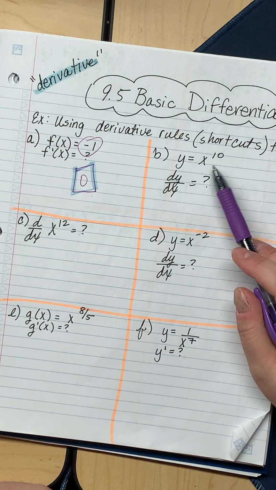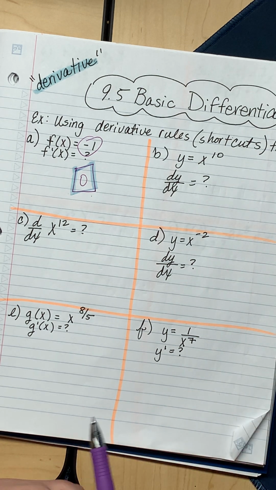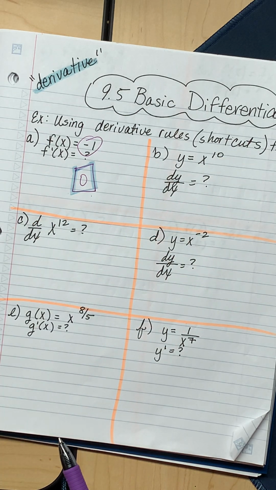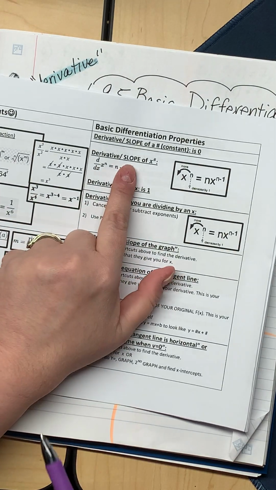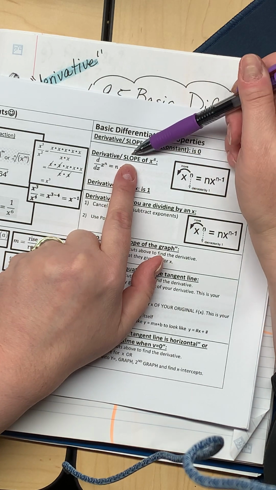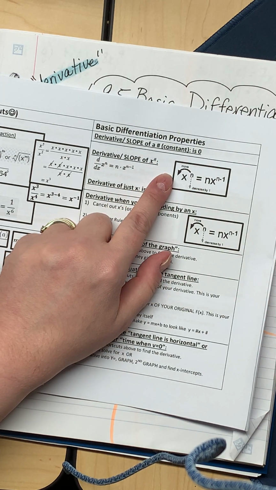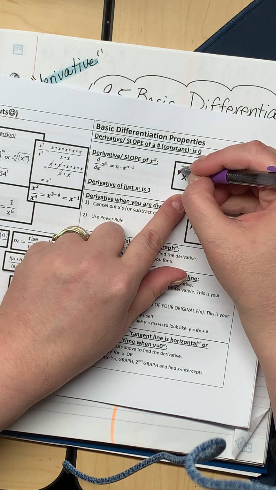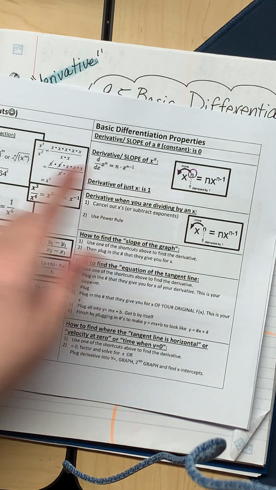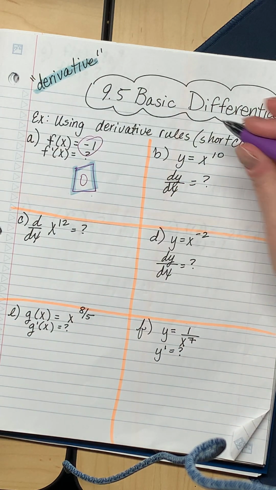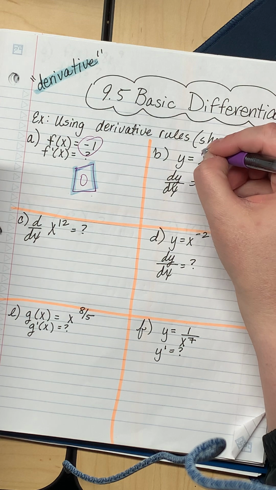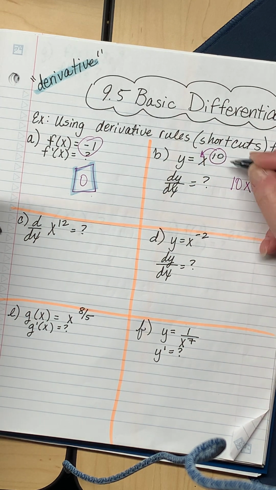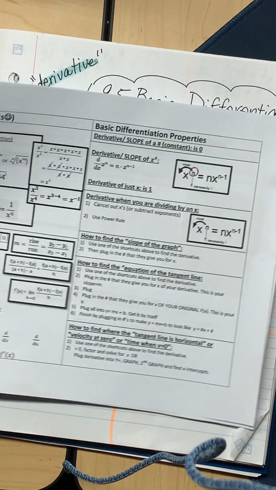Okay, let's look at this next one, part B. The shortcut to finding the derivative of this, instead of using those crazy huge formulas, is to use this smaller formula, derivative slope of x to a number. What you do is you take your exponent and you bring it down in front. So I have an exponent of 10. I'm going to bring it down in front. So I'm going to have 10x, and then let's see what happens to that exponent.